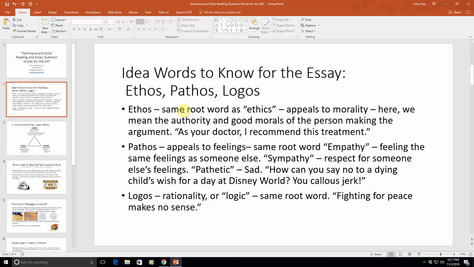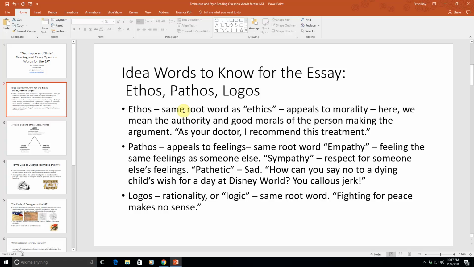Pathos is an appeal to feelings. It is the root word of empathy, in which you feel the same feelings as someone else, or sympathy, where you're showing respect for someone else's feelings. Pathetic means sad, or very wimpy and small, and just pathetic.